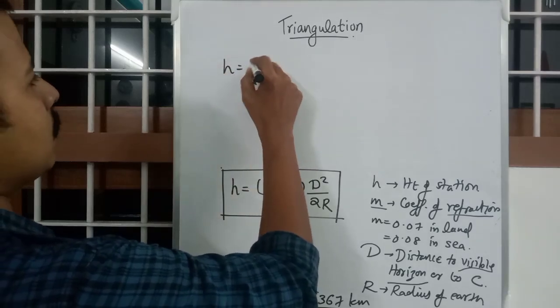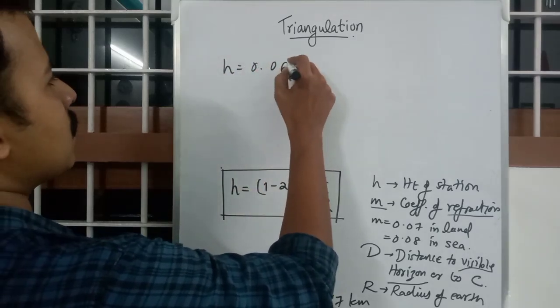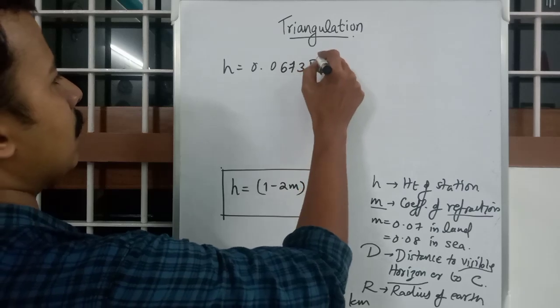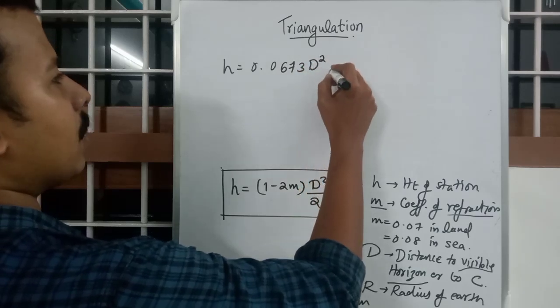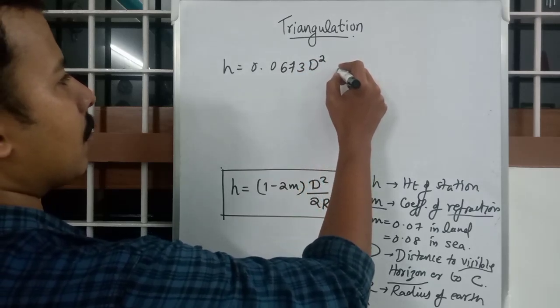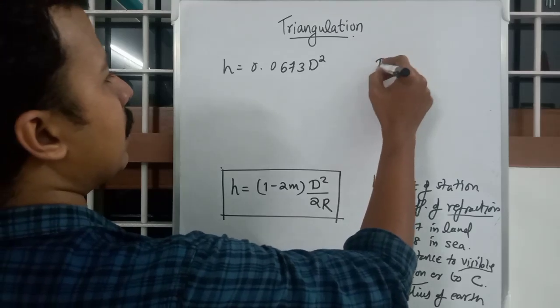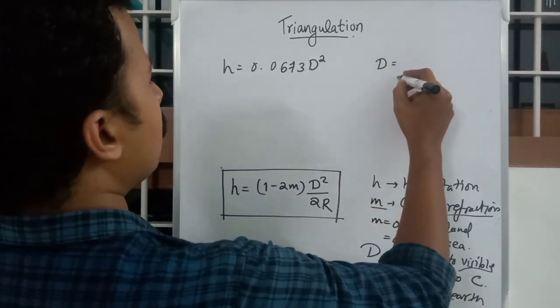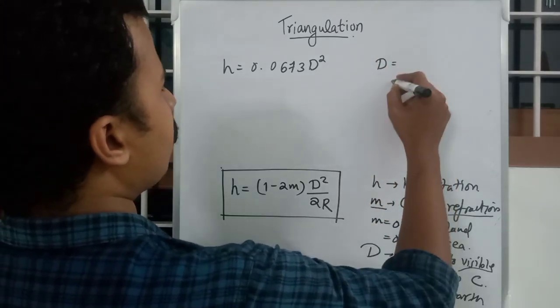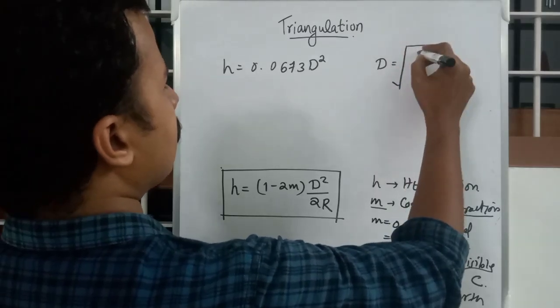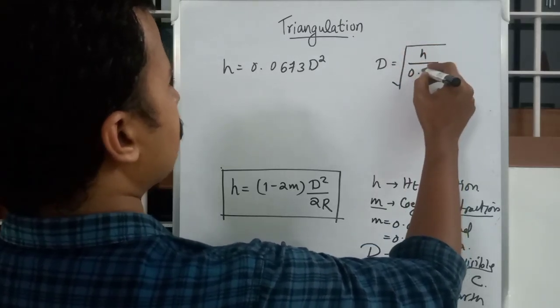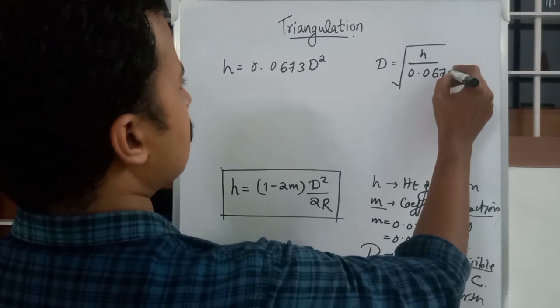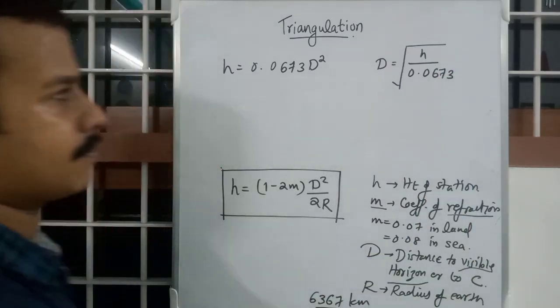H is equal to 0.0673 D square, or D is equal to root of H divided by 0.0673.